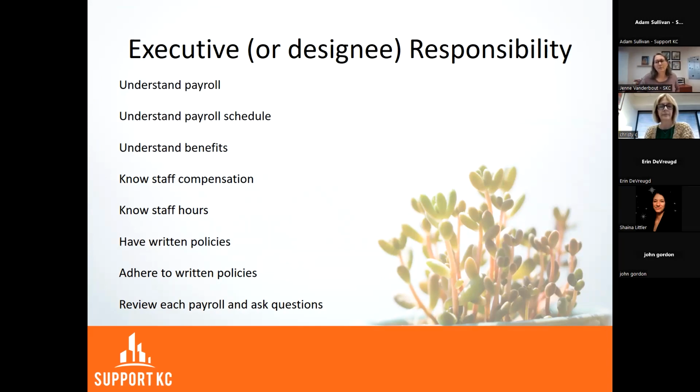So you need to understand payroll. You need to understand your payroll schedule and why it's in place, and if it's the right payroll schedule. Understanding benefits, if there are any offered, and how that impacts your payroll processing. Know your staff's compensation, which seems obvious, I know. Know staff hours, and understand when overtime comes into play or other pieces come into play related to compensation and hours. Have written policies that you're able to adhere to, and review each payroll, asking questions as you go through when you don't understand something, so that if it's ever questioned down the road, there's more information.